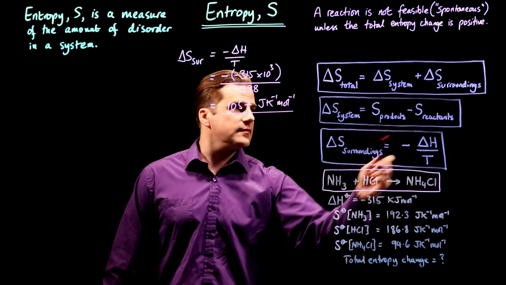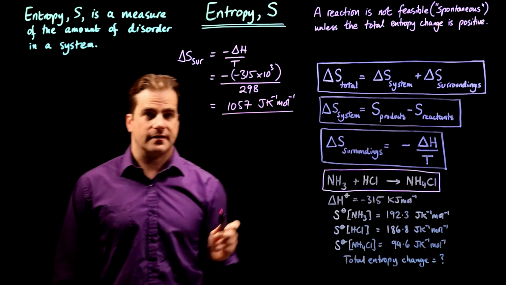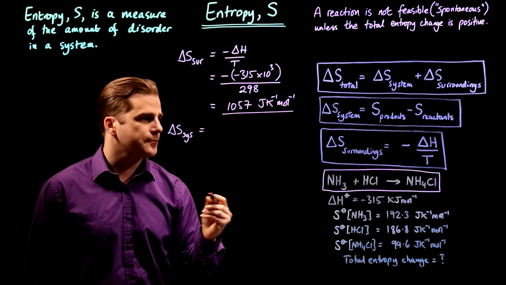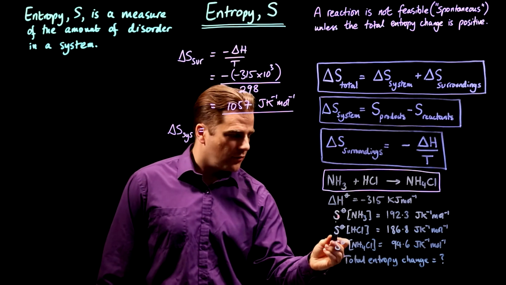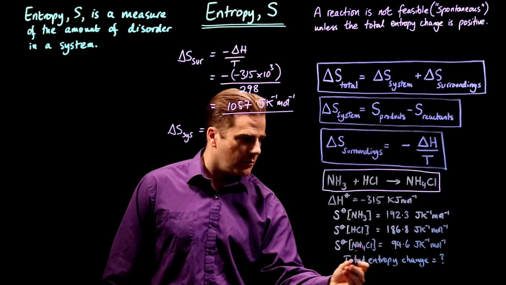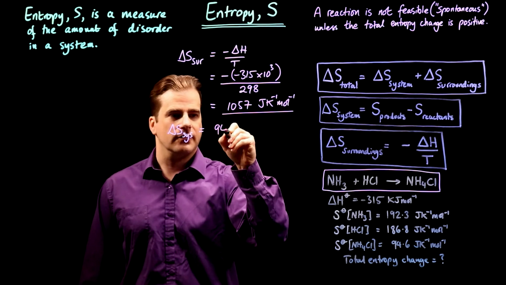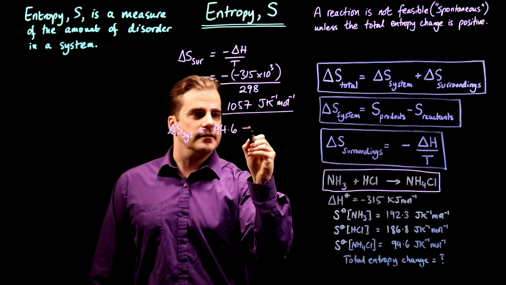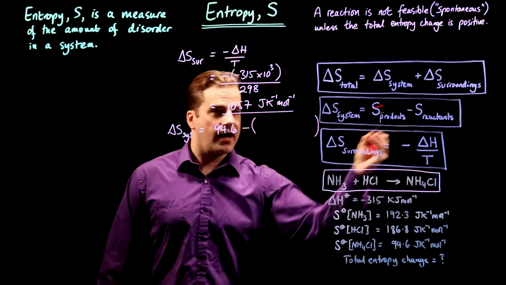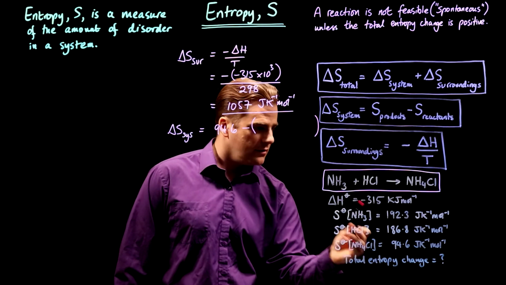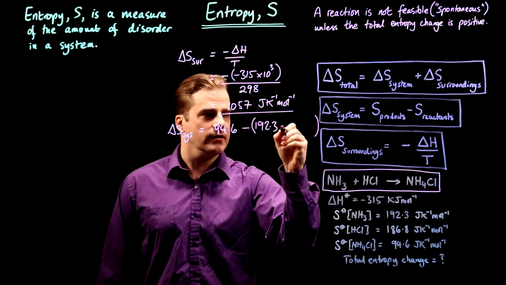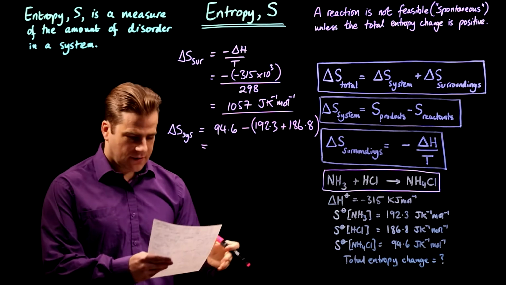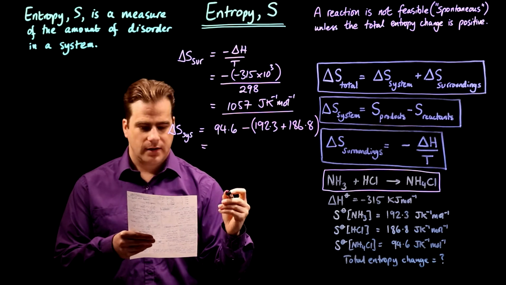So we've got delta S of the surroundings. To get delta S total, we need delta S of the system. We're going to use this formula. Delta S of the system is the S of the products, which is just ammonium chloride, so that's 94.6, minus the S of the reactants, and that's these 2: 192.3 plus 186.8. Stick that in the calculator and you get minus 284.5.